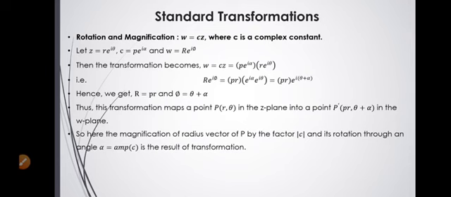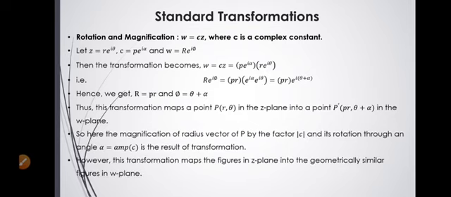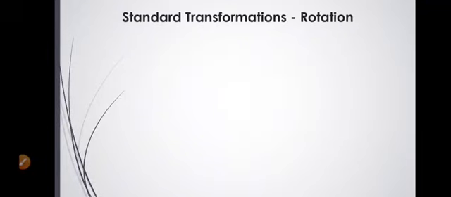So under this rotation and magnification, we get the radius vector magnified and the angle also changed. This is called rotation and magnification. This transformation maps the figure in the Z plane into geometrically similar figures in the W plane. Let us clear this idea by the diagrammatic representation.